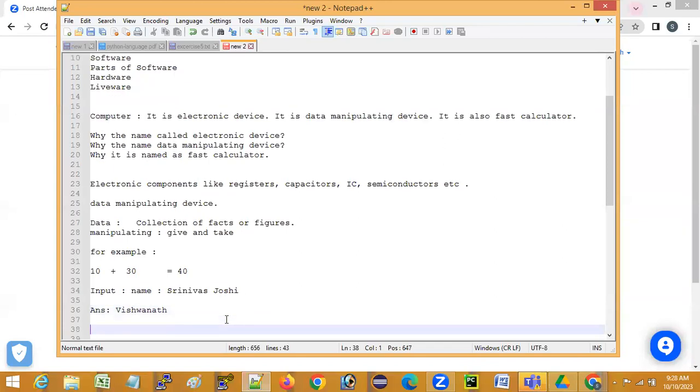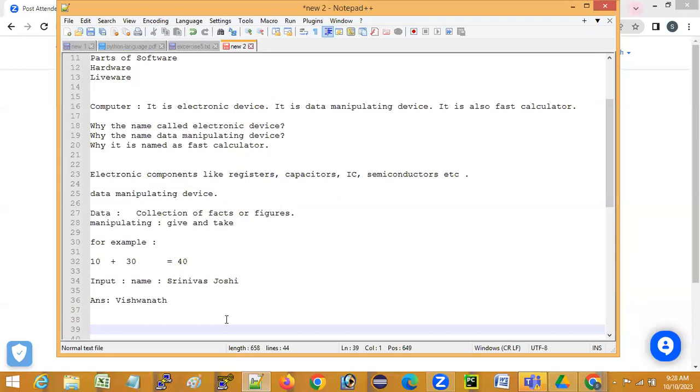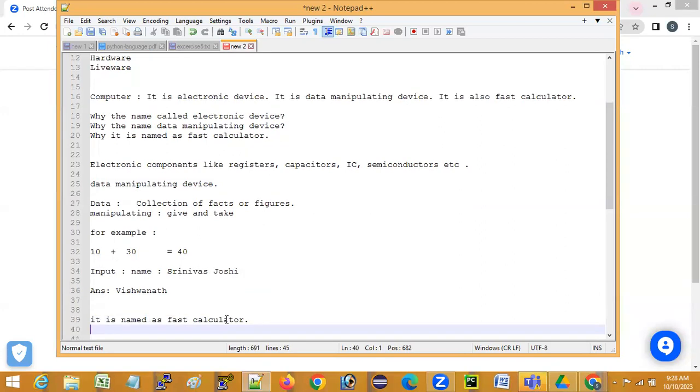So, data manipulating device. See, a computer is also named a data manipulating device. Why? Because the data, the facts or figures that you give, is taken and processed by the computer. That's why it is called a data manipulating device. And the third one, it is also named a fast calculator. Why is it called a fast calculator?